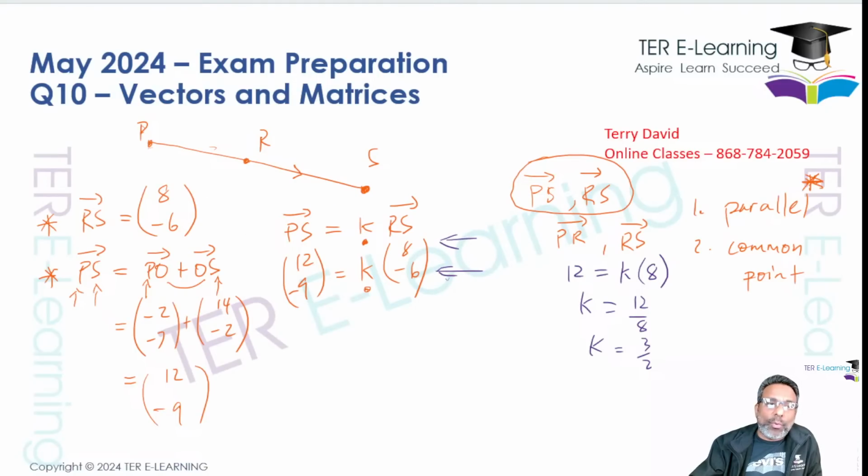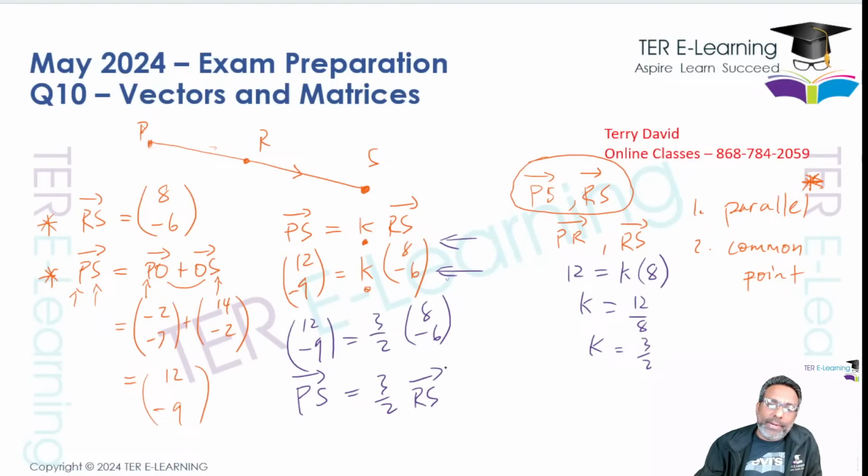So therefore, what I'm saying is that 12 minus 9 is equal to 3 over 2 multiplied by 8 minus 6. So that means that the vector PS is equal to 3 over 2 multiplied by RS. And this is what we're trying to do here. Once you end up with a situation like that, you've actually proven that the vectors are parallel.